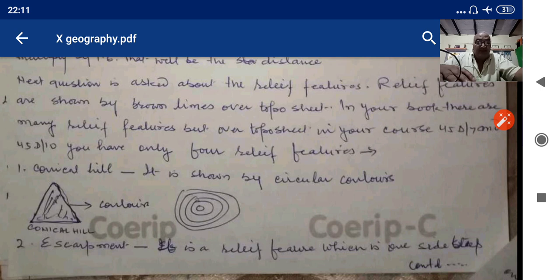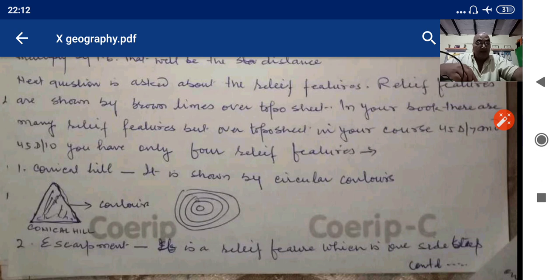These relief features are shown with the help of the pattern of contour. First I have shown you the conical hill. It is in the shape of a cone. That is why it is called conical hill. It is shown by circular contours. If anywhere you find these circular contours, we can say that here is the presence of a conical hill.